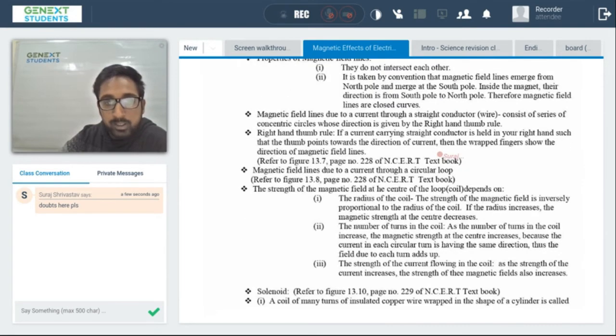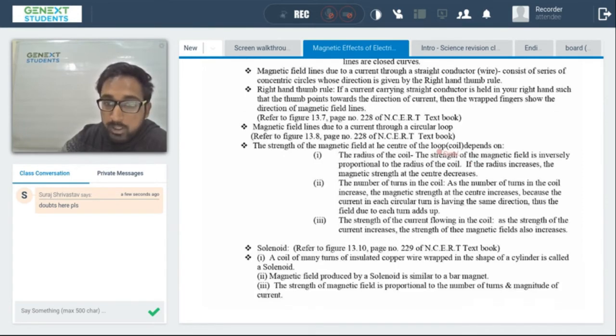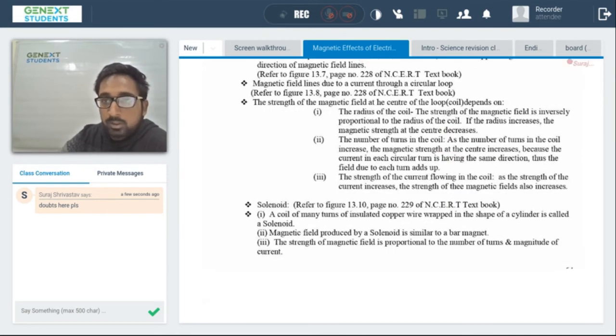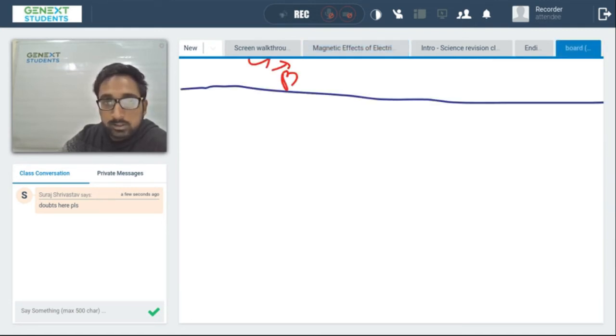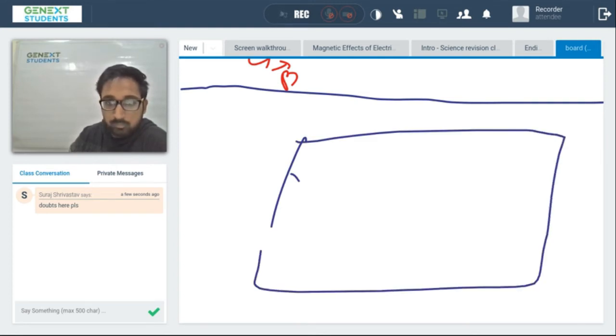Properties of magnetic field lines due to current through a circular loop. We just saw that the strength of the magnetic field at the center of the loop depends upon the radius of the coil. The strength of the magnetic field is inversely proportional to the radius of the coil. Let's see this. We're again going to this part only.